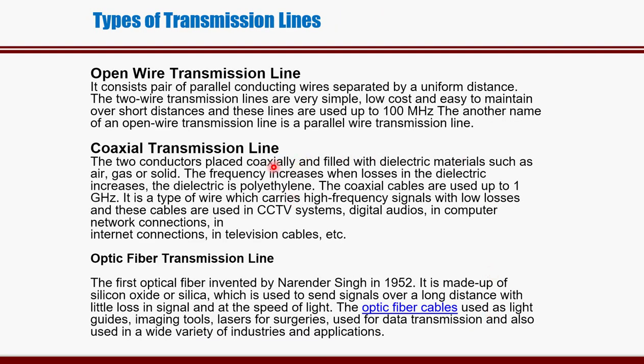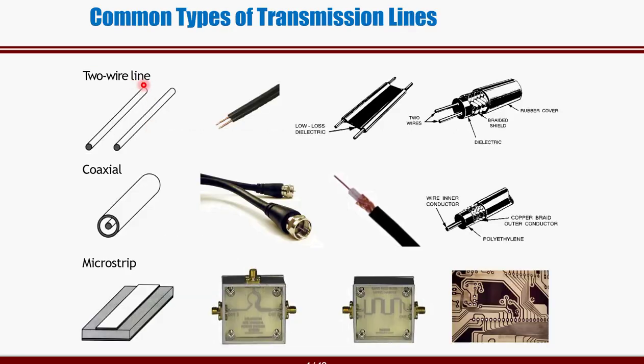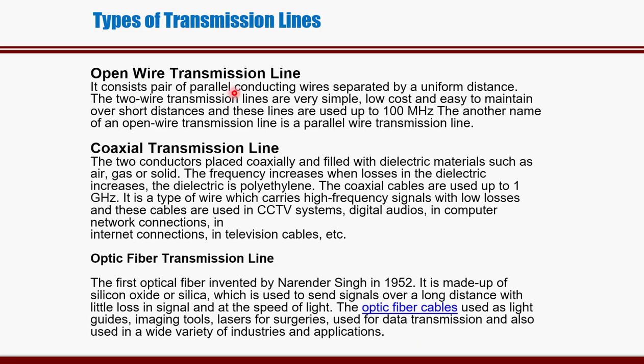So again, we'll define all the transmission lines. First, we have seen the two-wire transmission line. It is also called an open wire transmission line, and it consists of parallel conducting wires separated by a uniform distance. Two-wire transmission lines are very simple, low cost, and easy to maintain over short distances, and these lines are used for frequencies up to 100 megahertz. Another name for the open wire transmission line is the parallel wire transmission line.